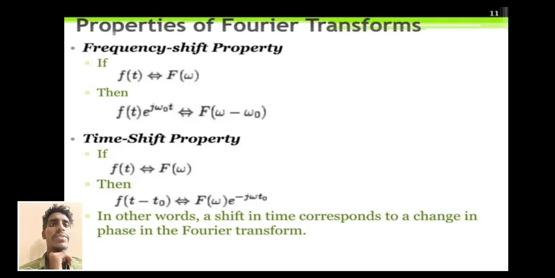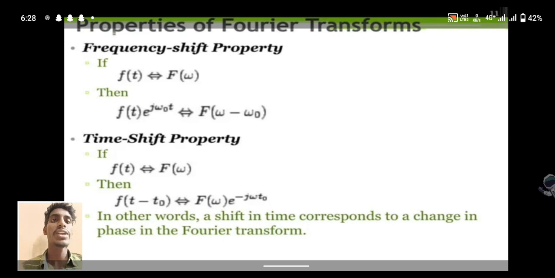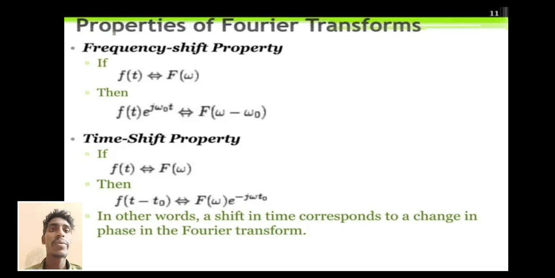Same here, there is the frequency shift property and also the time shift property. In the frequency shift property, a shift in frequency corresponds to a modulation in time, and the time shift property works the other way. In other words, a shift in time corresponds to a change in phase in the Fourier transform.